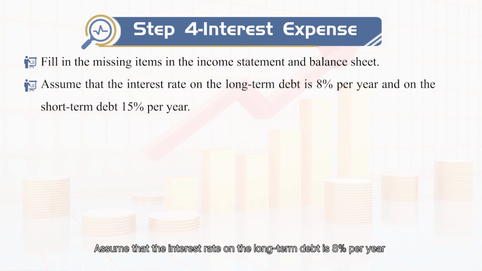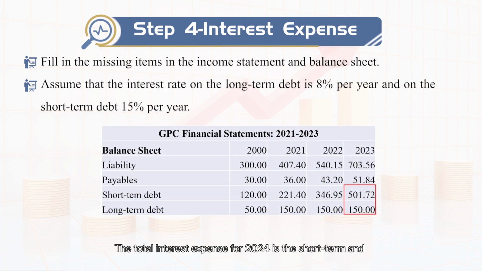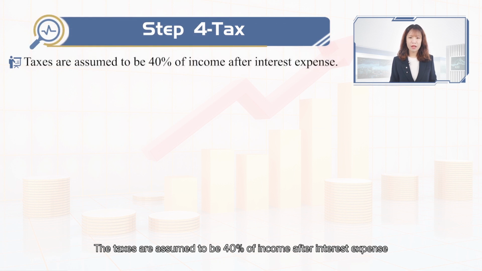Assume that the interest rate on the long-term debt is 8% per year and on the short-term debt 15% per year. The total interest expense for 2024 is the short-term and the long-term debt in 2023 multiply the corresponding interest rates, that is 501.72 multiply 8% plus 150 multiply 15%, and is $87.26 million. The taxes are assumed to be 40% of income after interest expense.